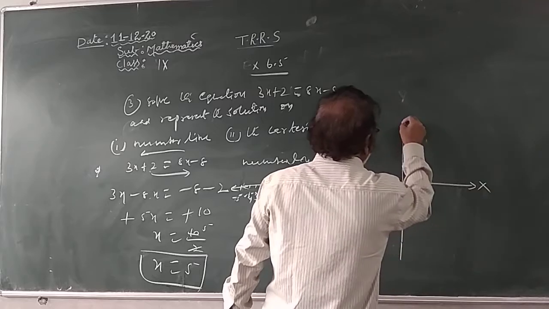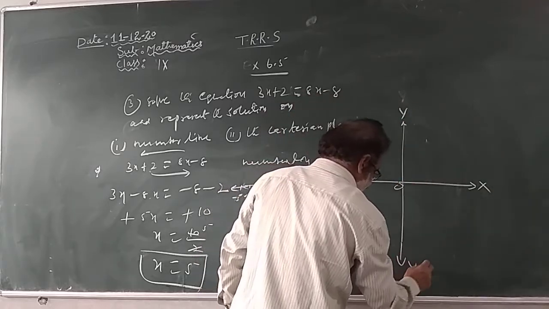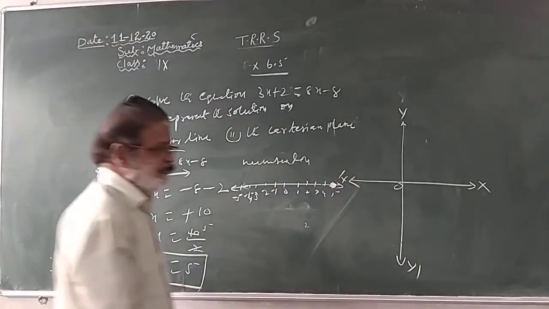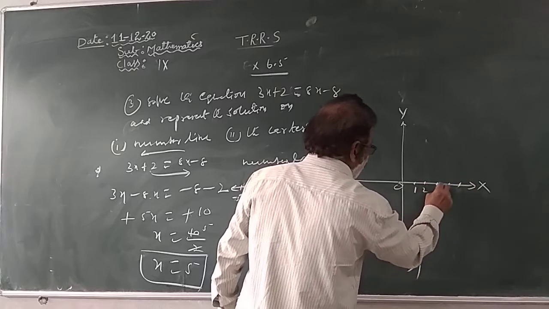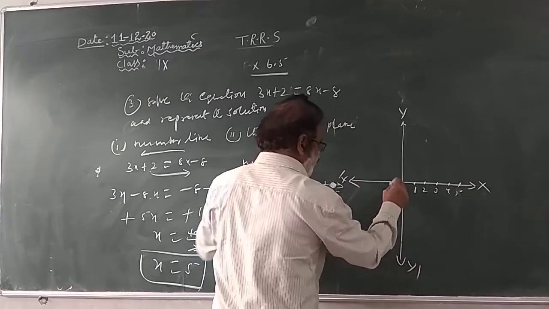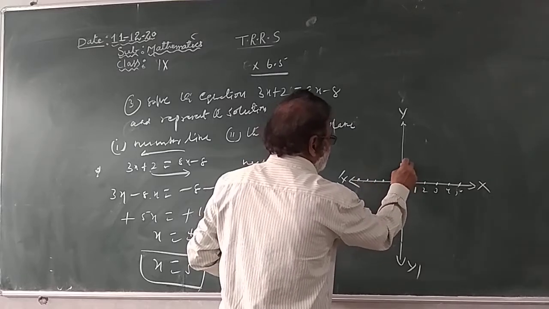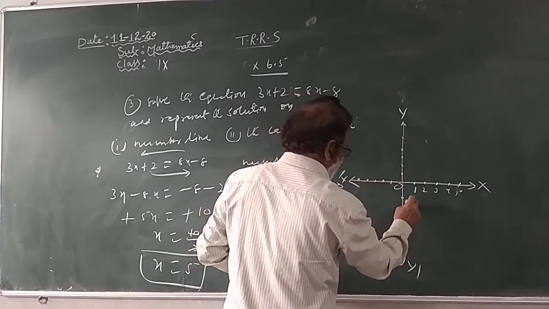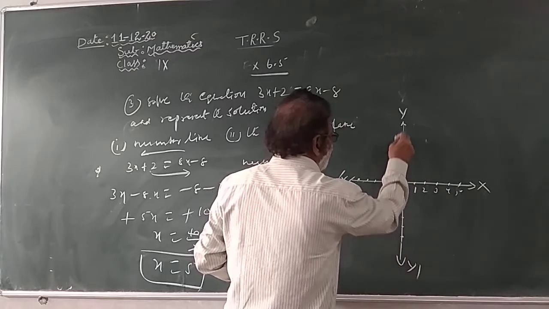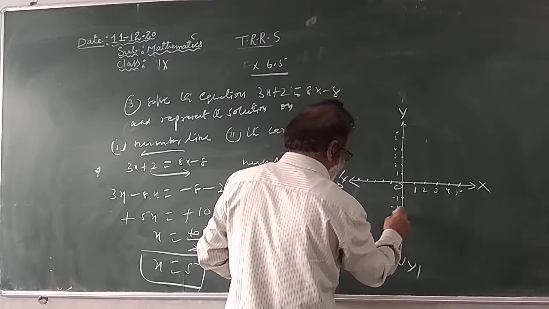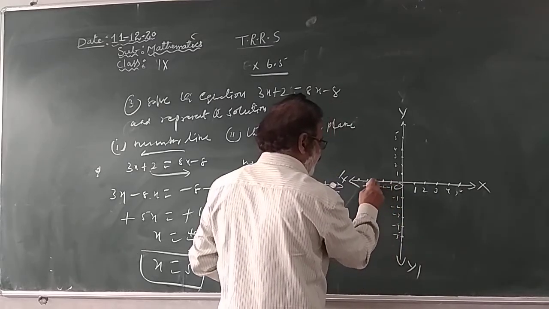X axis, y axis, x dash, y dash. The x values are how many? 5 values: 1, 2, 3, 4, 5. Negative values are on the left side: minus 1, minus 2, minus 3, minus 4. On the y axis also 1, 2, 3, 4, 5 above the axis, all positives. Below the axis, minus 1, minus 2, minus 3, and so on.